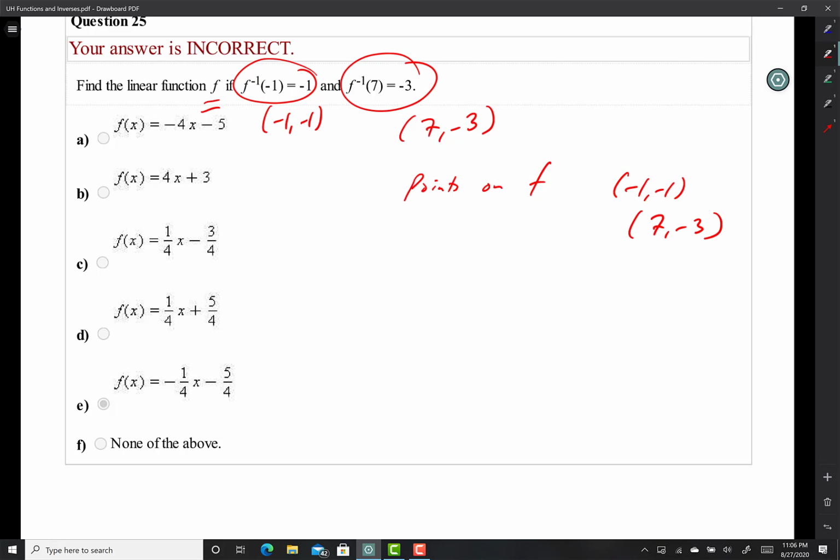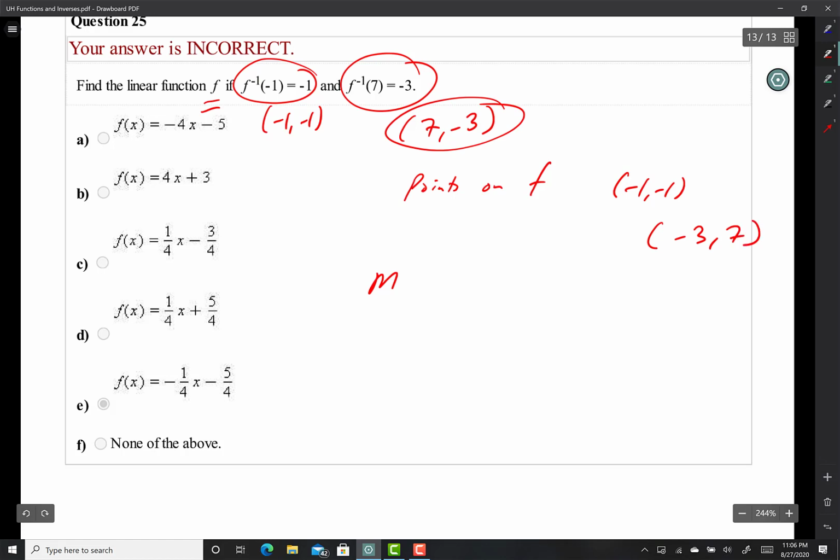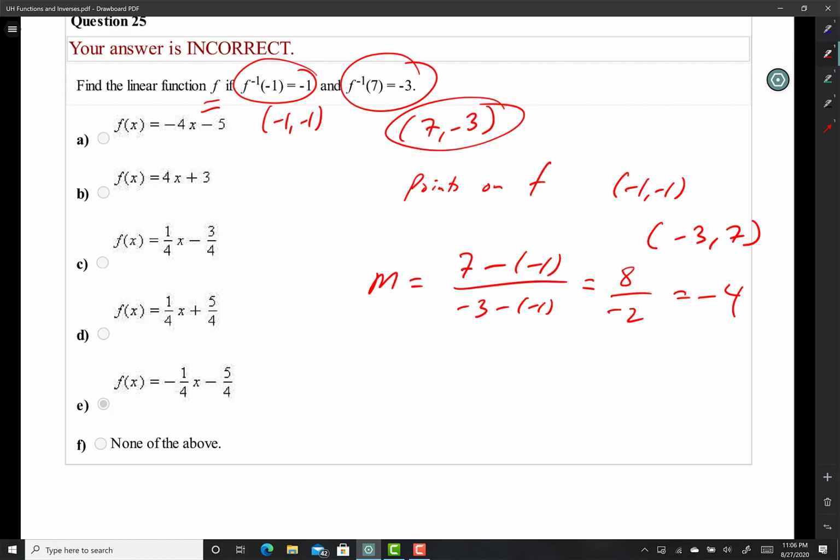Alright, so now that we know that, guys, I'm going to say slope. Oh, man, I must be super tired. I gotta switch those, guys. -3, 7. There we go. So now my slope is 7 minus a -1 over -3 minus a -1. When I do that, 7 plus 1 is 8. -3 plus 1 is -2. So I get a slope of -4. There's only one that has a slope of -4. It's that one. Everything else does not have a slope of -4.